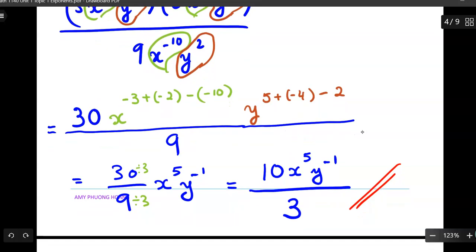So in this case, I will have 30 over 9. This will give you positive 5. This will give me negative 1. 5 subtract 4 will give me 1. 1 subtract 2 will give me negative 1. Simplify this to the lowest term. So divide the top and the bottom by the same term, 3. So I have 10 over 3. Leave it as a fraction. Don't put a decimal here. And then my final answer will be x to the 5, y to the negative 1 multiplied by 10 divided by 3.